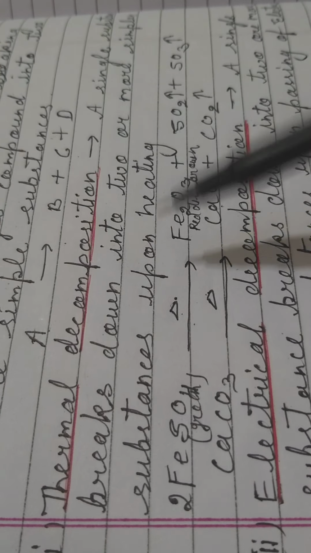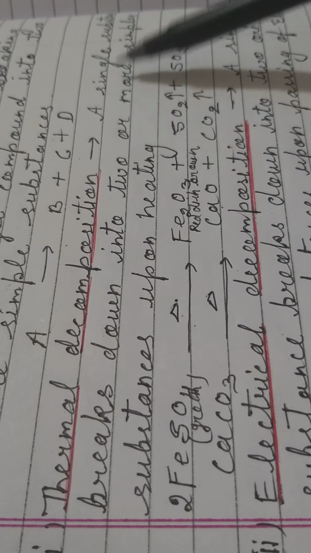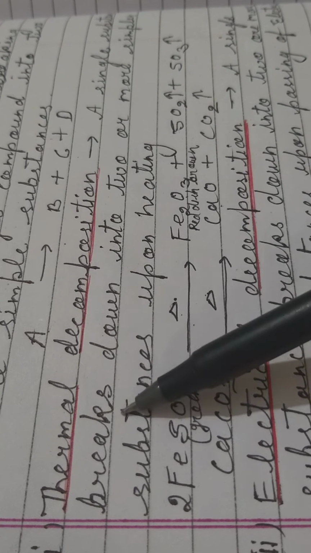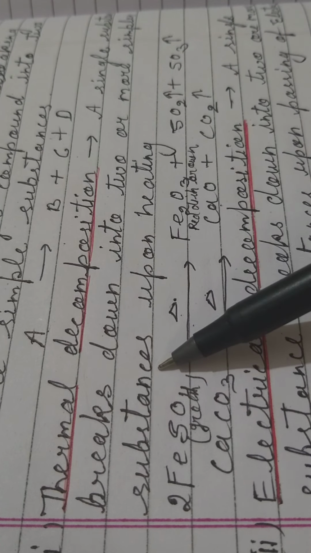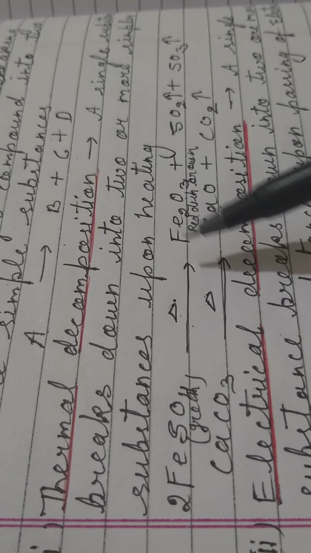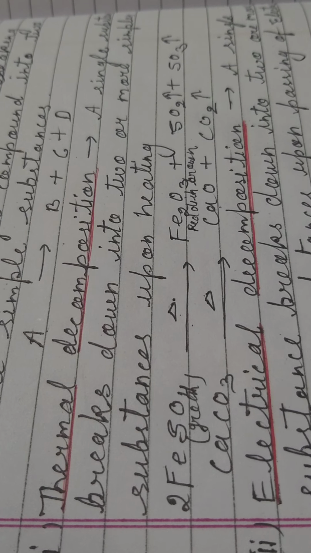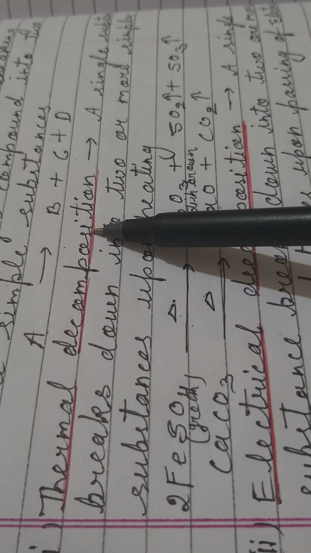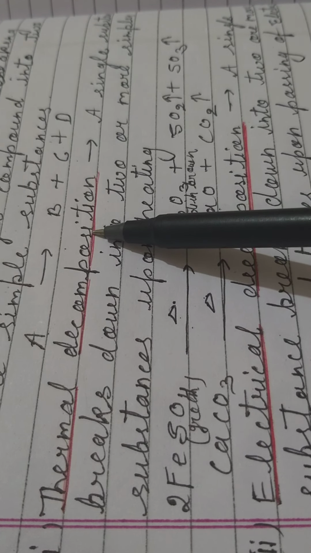Okay, so now you see here the types of decomposition. One is thermal decomposition. You can see here a single substance breaks down into two or more simpler substances upon heating. If the substance decomposes upon heating, that type of decomposition is considered thermal decomposition.